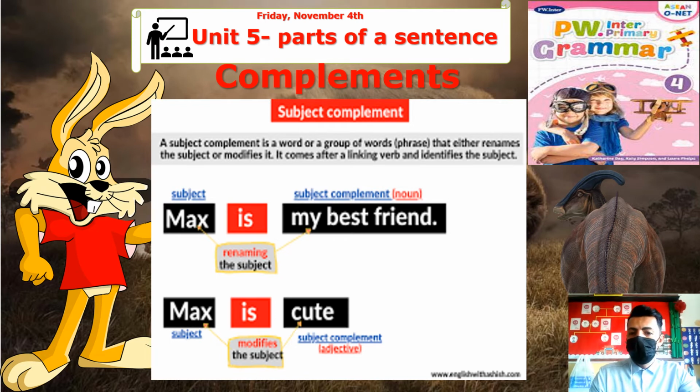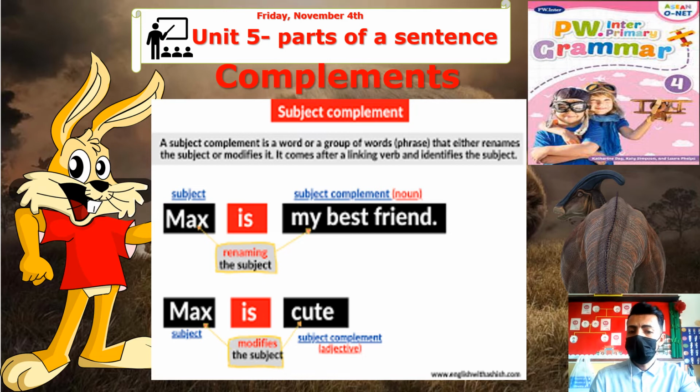Max is my best friend. My best friend is the complement. It is a noun, and it gives us more information about who? Max. What is the information here? Max is my best friend. Without this complement, I will not understand the sentence. Okay? So it's very clear. This complement gives you information about Max, that Max is my best friend.